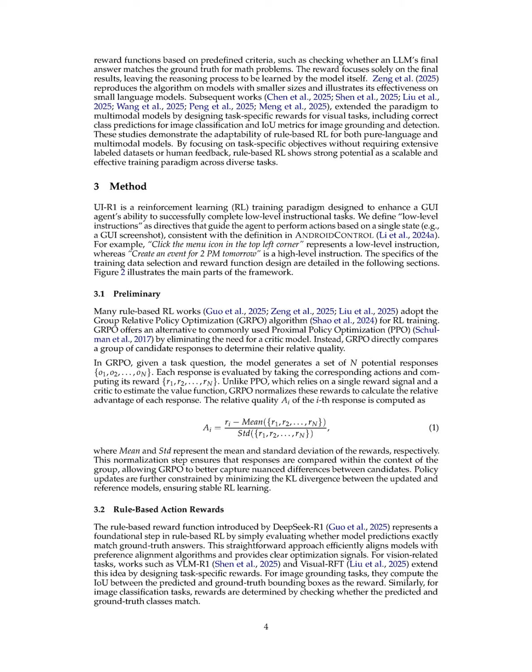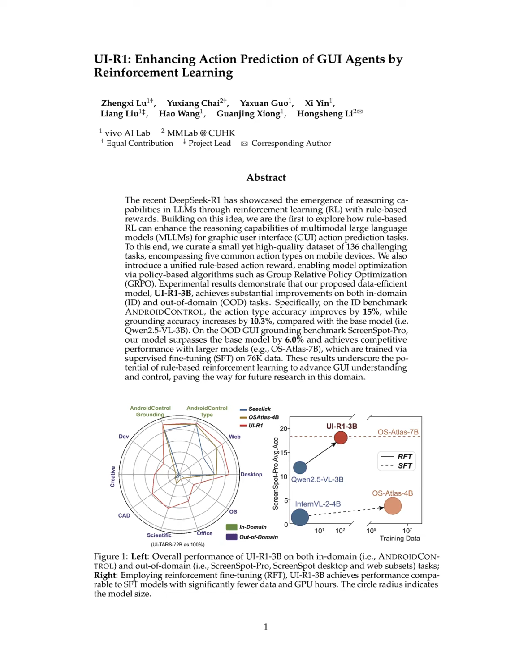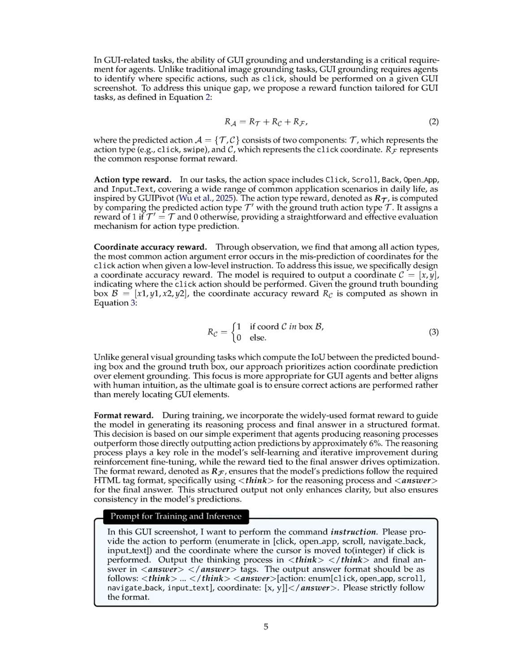The UI-R1 algorithm processes the low-level instruction, "click the menu icon in the top left corner," by first generating multiple potential responses, trajectories, that include reasoning tokens and the predicted action. Each response is then evaluated using a tailored reward function that consists of three components: the action type reward, the coordinate accuracy reward, and the format reward. For this specific instruction, the action type reward checks if the predicted action type, e.g., click, matches the ground truth, while the coordinate accuracy reward assesses whether the predicted click coordinates fall within the ground truth bounding box.